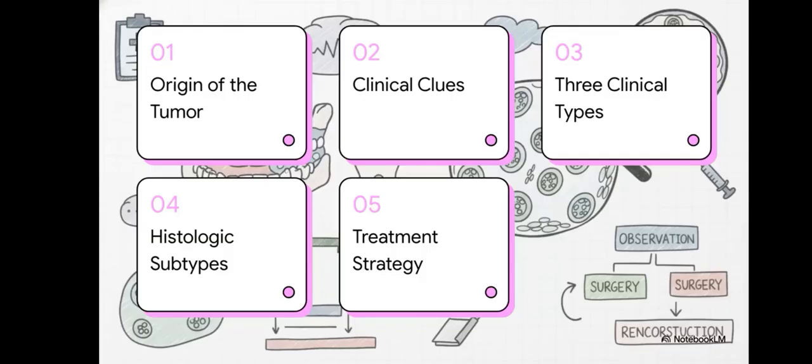Here's our roadmap for today. We'll start with the origin of the tumor, check out the clinical and radiographic clues, break down the 3 clinical types, explore the histologic subtypes, and finally, wrap up with our treatment strategy.